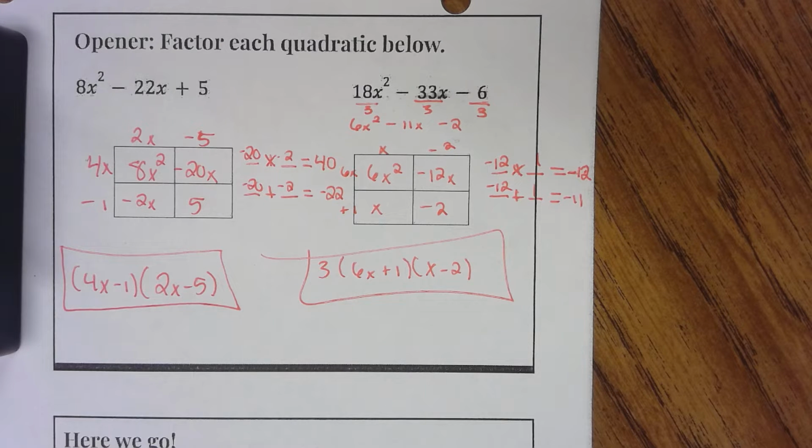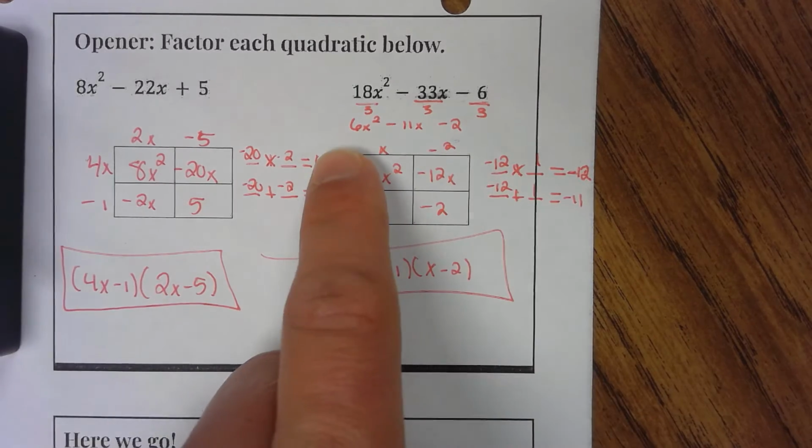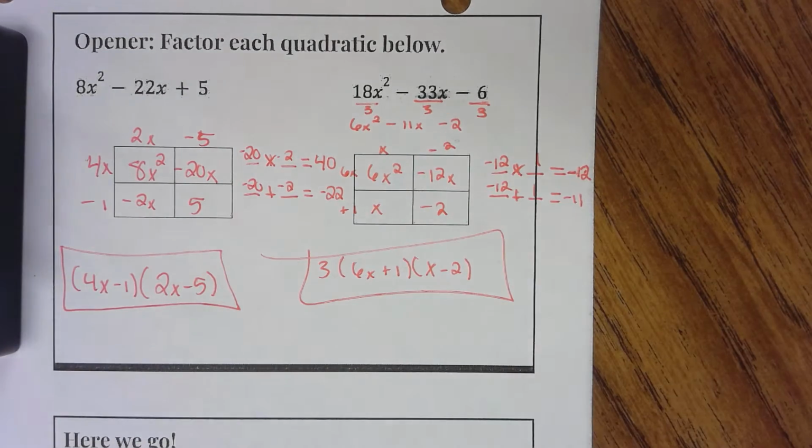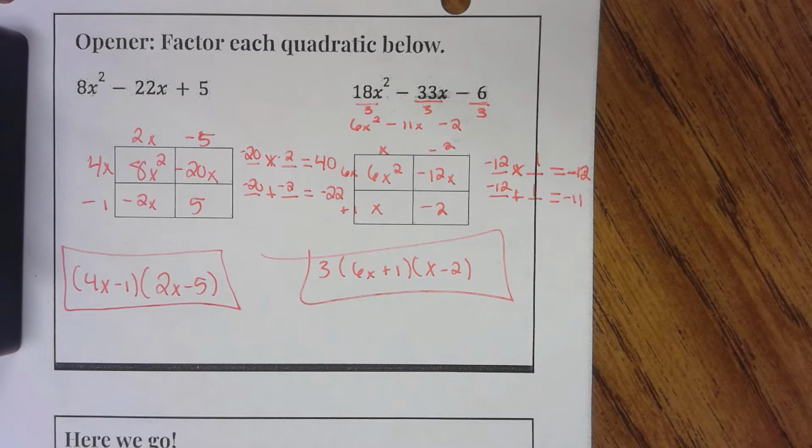But when I take out the 3, now I'm looking for two numbers that multiply to negative 12 and add to negative 11. That's a much easier task than trying to find numbers that multiply to 18 times negative 6. Well, that was like negative 100 and something. And then add to negative 33, that's not a hard or an easy thing to find. Okay, so the GCF of 3 makes it a lot easier here. And you should get to a final factored equation of 3 times 6x plus 1 times x minus 2.